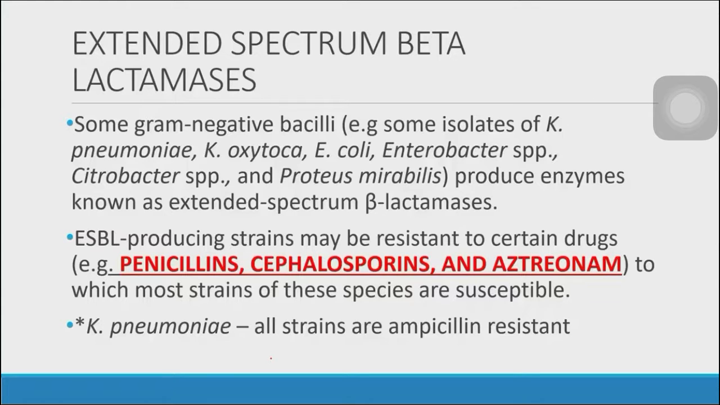The ESBL producing strains, these isolates, may be resistant to certain drugs like penicillins, cephalosporins, and aztreonam, to which most strains of these species are susceptible. Take note for Klebsiella pneumoniae: all strains of Klebsiella pneumoniae are ampicillin resistant. Klebsiella pneumoniae can also be an ESBL producing isolate. Ampicillin here is included under penicillin.